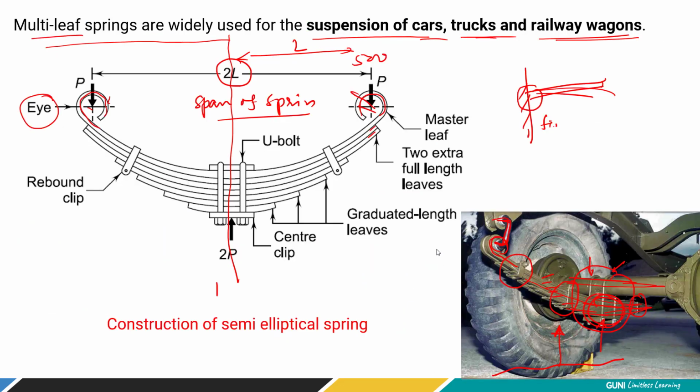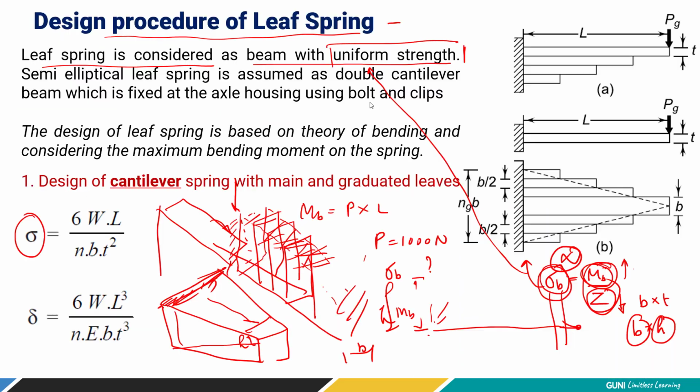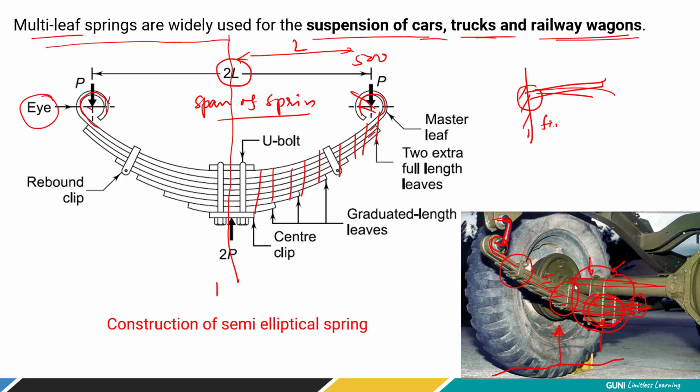That's why just look at over here what we are doing. Just look at the construction. Over here, just look at the height, that is thickness. It is gradually increasing. It does not remain the same, right? And this is why by definition it is a beam of uniform strength. It simply comes from the bending stress equation. We have to change the thickness, that is height, right? That's why the construction of leaf spring is like this.